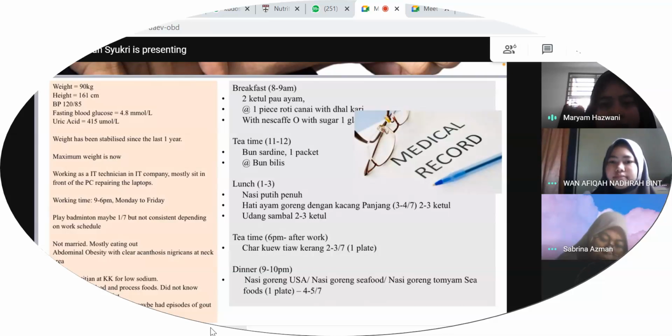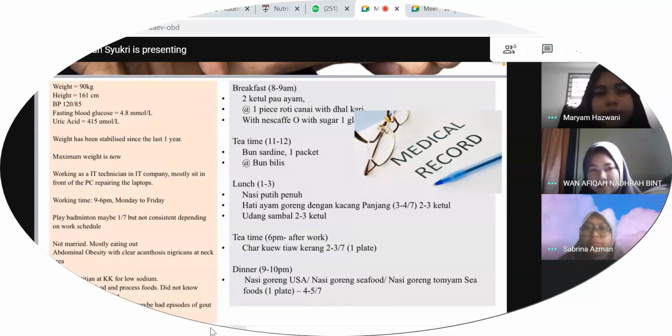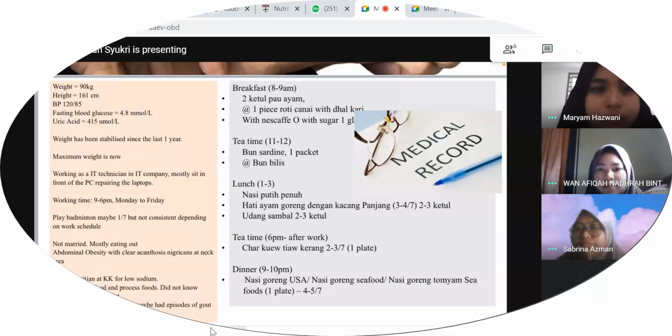Long-term management apa? Weight loss. Itu later lah, after patient come again. So now we have to help him on the attack at the moment. Faham? Faham. Okay. So I think that's all for today.